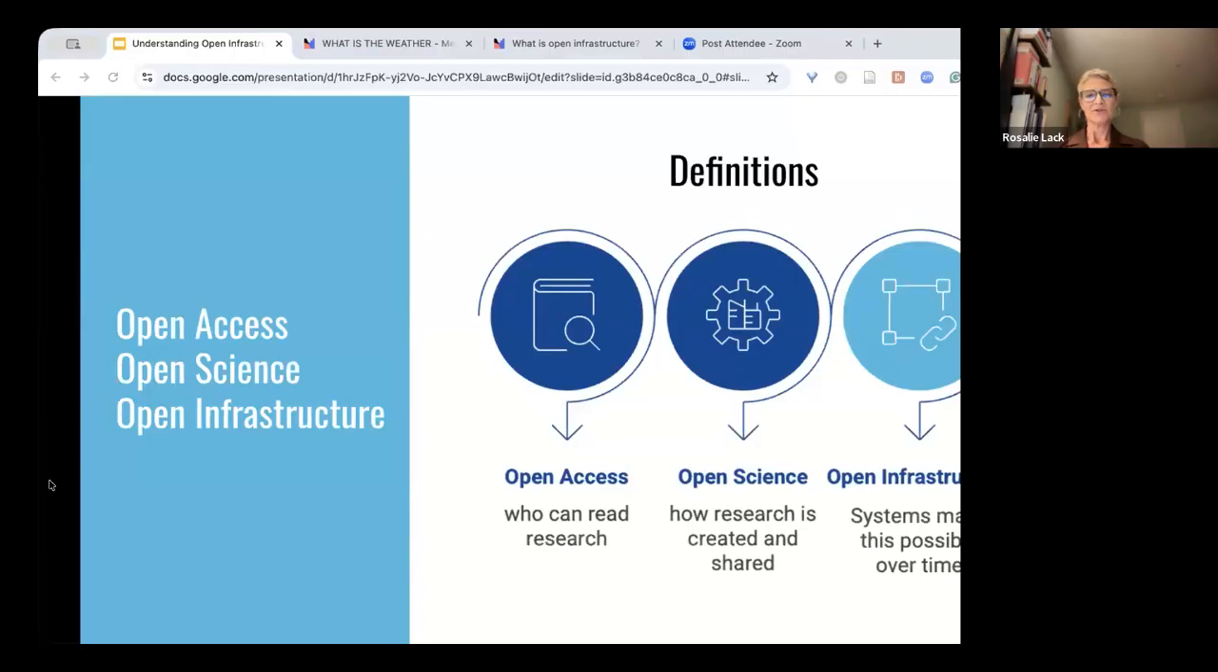And I think I might not have introduced myself earlier. I'm Rosalie Lack. I'm the SCOSS coordinator, and I will be giving you an overview of what SCOSS is as we go along through this presentation. But first, let's start with these definitions. I'm sure many of us here know what open access is, but in case someone doesn't, I want to make sure we're all on the same page and have a shared understanding of all of these terms.